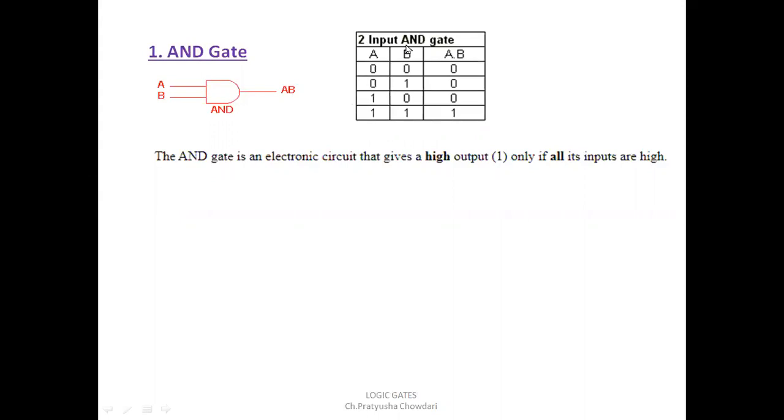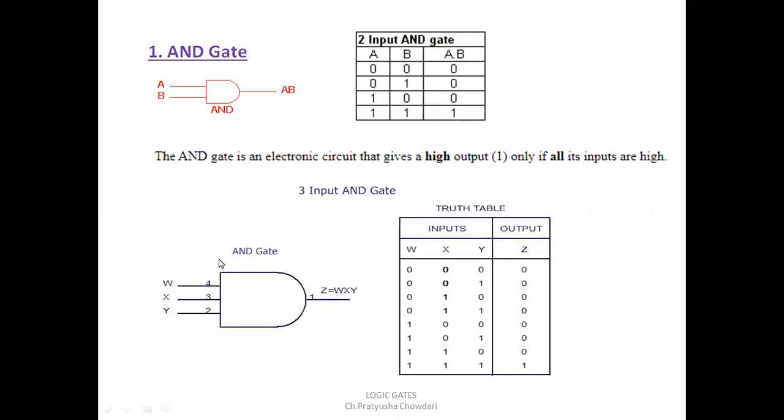You can have more than 2 inputs for an AND gate. Here is the example for 3 input AND gate where I have 3 inputs and 1 output. And the output is equal to high when all the inputs are equal to 1, that is high. For the remaining cases, the output is equal to 0. We may also have a 4 input AND gate.